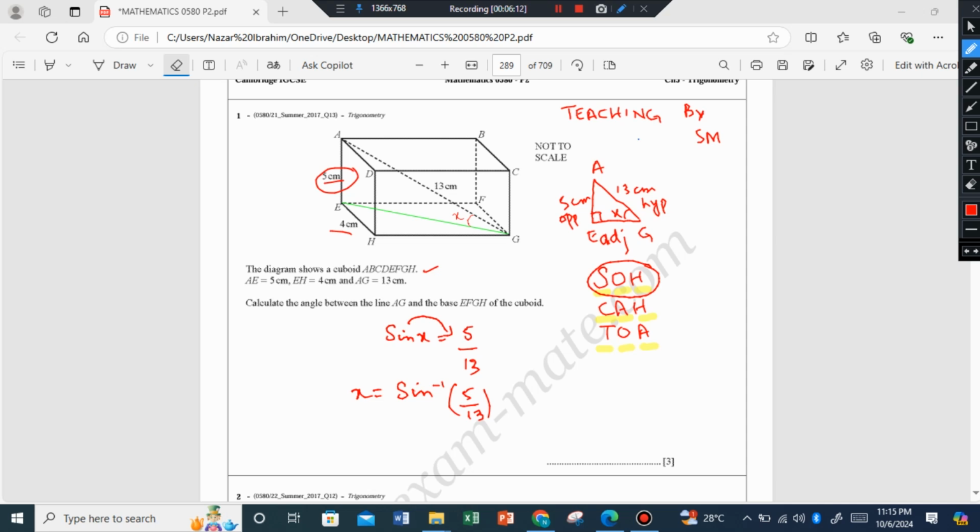Now I will be using my calculator. You have a sine button on the calculator. You will first press shift and then you will press sine. You will find sine inverse in the calculator. You will put these values and the answer you will get is around 22.6. So 22.6 is the required answer. Going on to the next question.